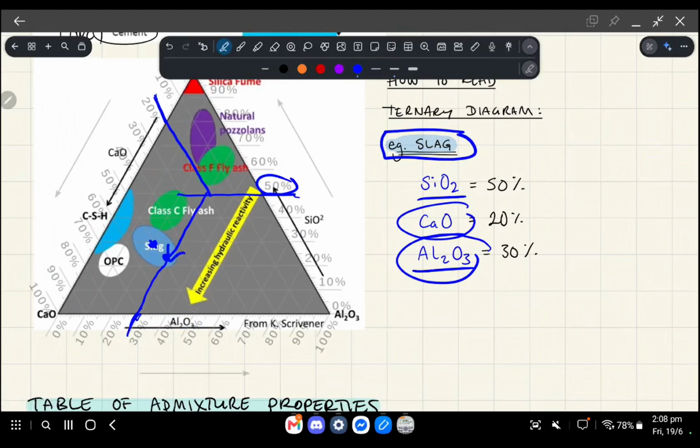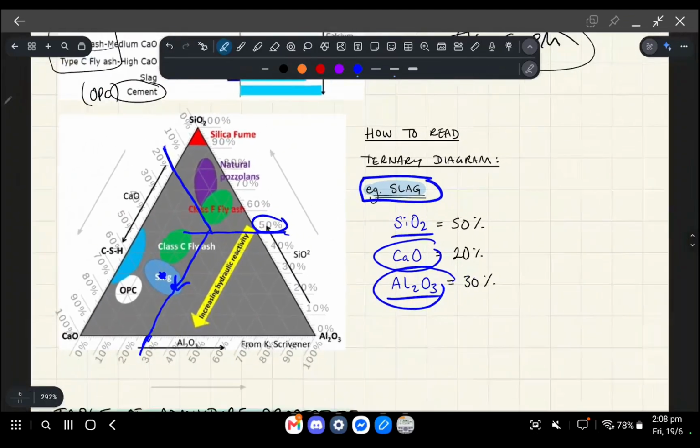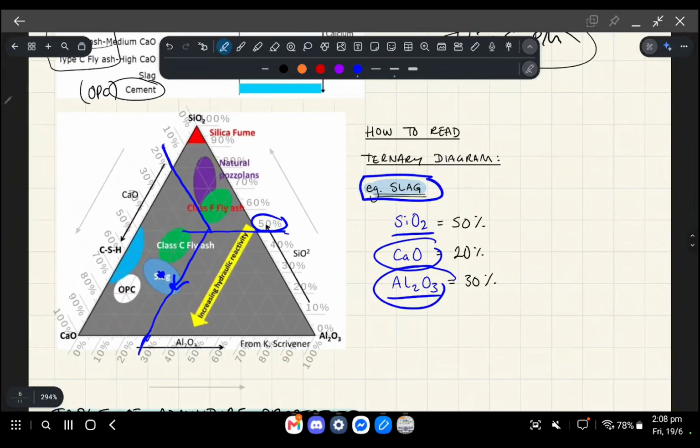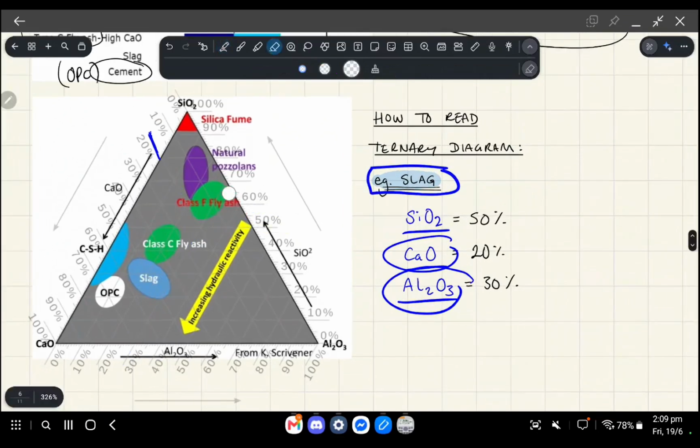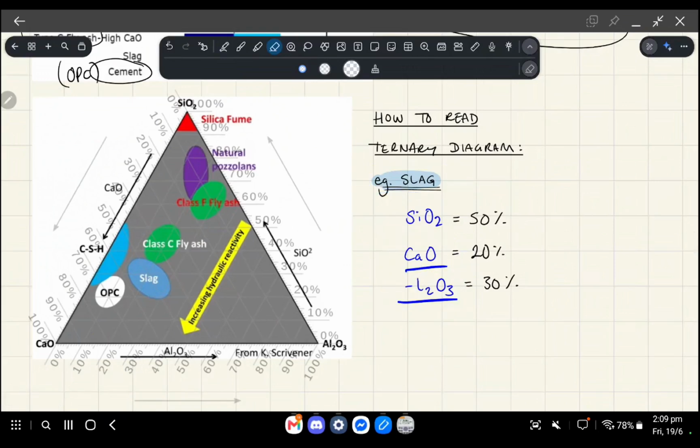Wait, that doesn't make any sense. Why does that not make sense? 20, 30%. Why is it not over here? Maybe I copied down the wrong numbers. Okay, let's do it the other way. Sorry about that. I have to double check these numbers that I wrote down.